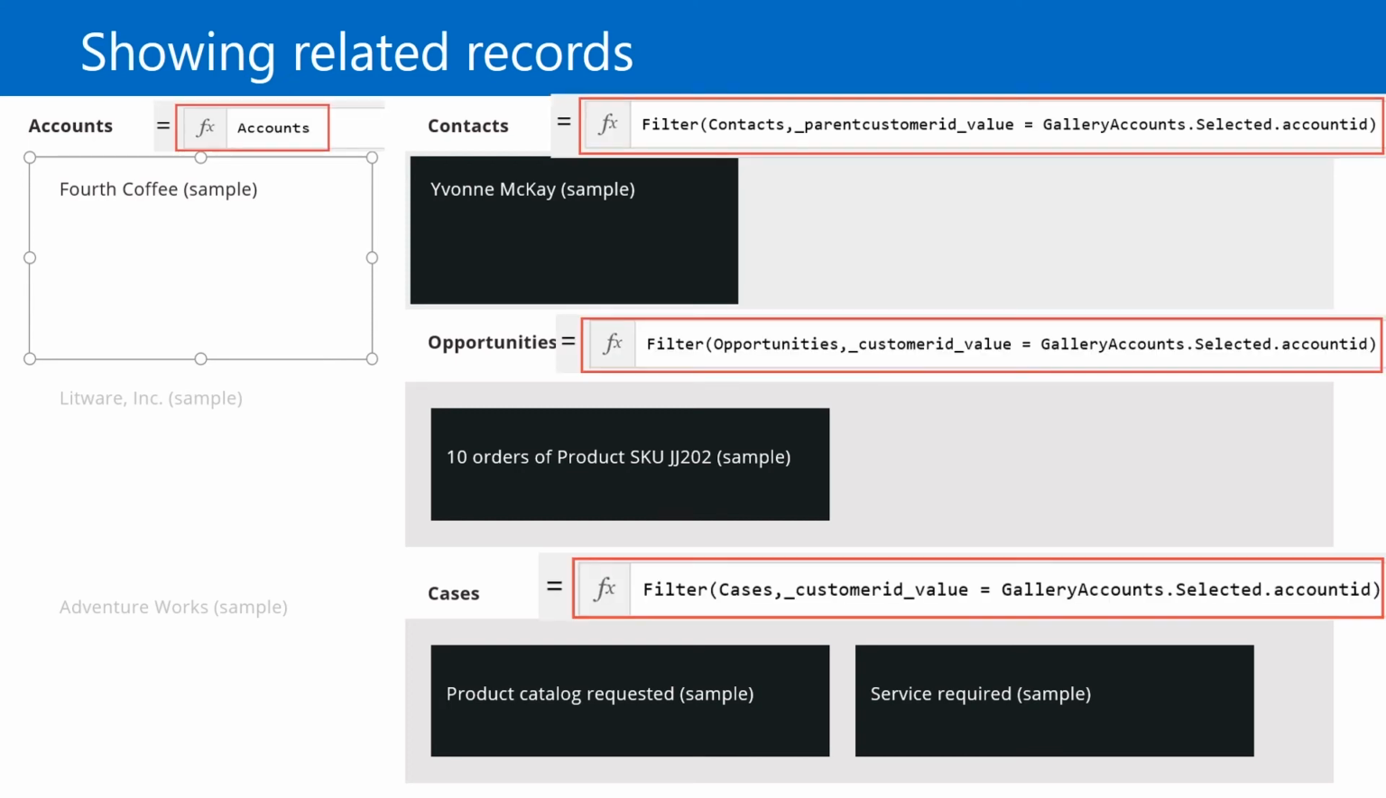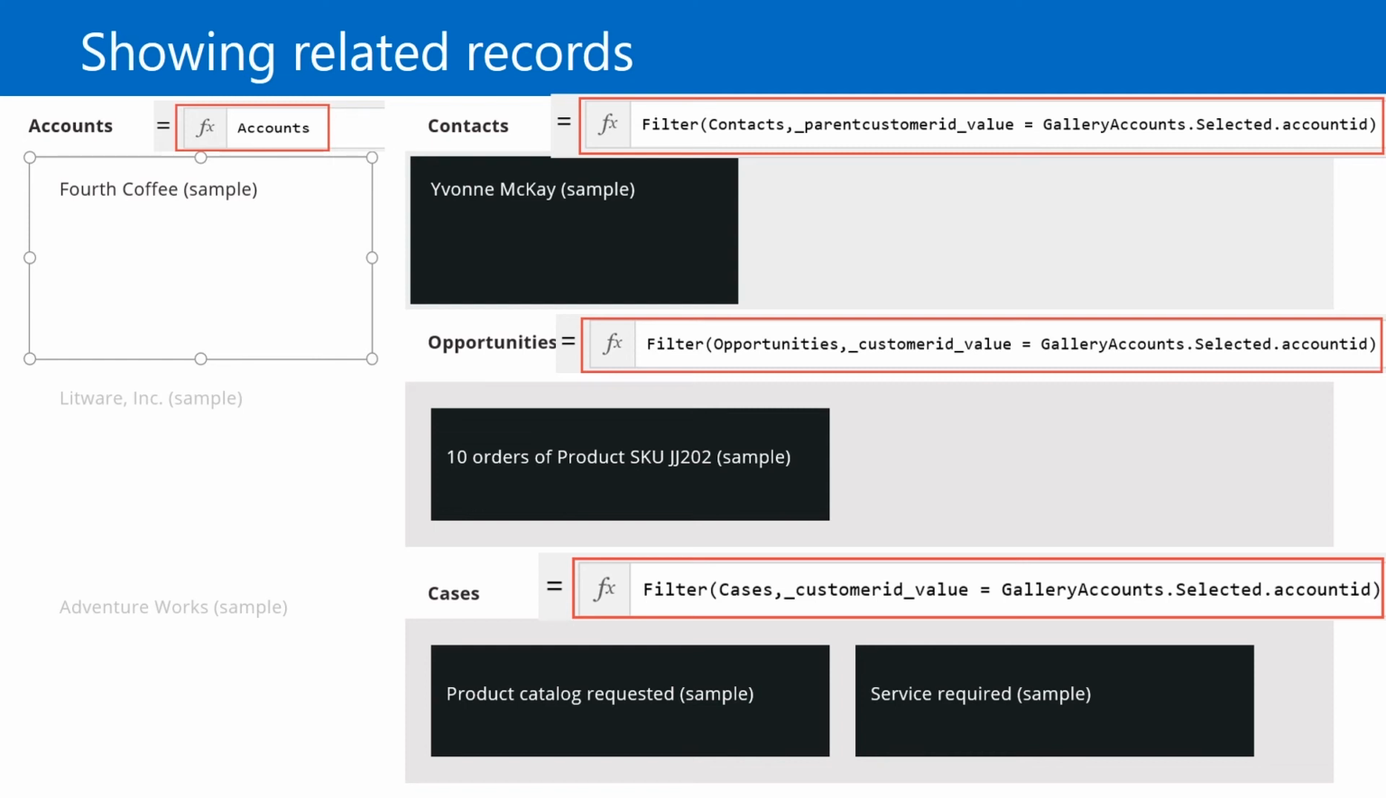So let's start in the upper left-hand side. For accounts, it's pretty straightforward. My expression is accounts, and that's my data source that I'm using. That actually will pull back all the accounts. I might want to put a filter around that or some other searching, but that's pretty straightforward. We've talked about how to do that. For the contacts, what I've done is I'm basically saying filter contacts on the parent customer ID equal gallery.selected.account ID.